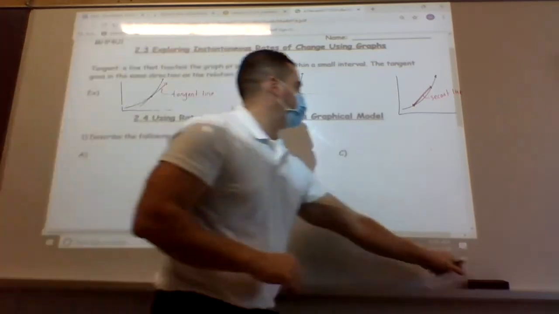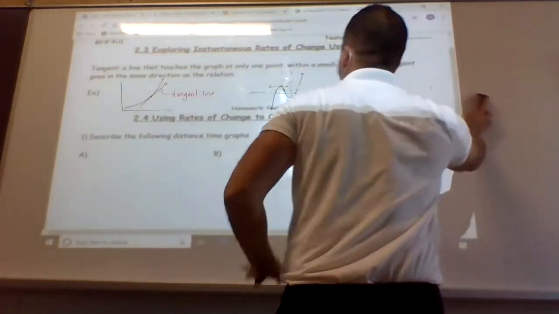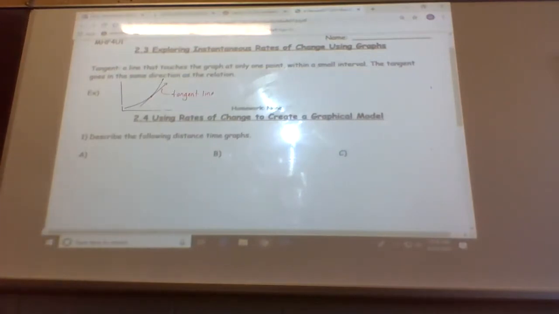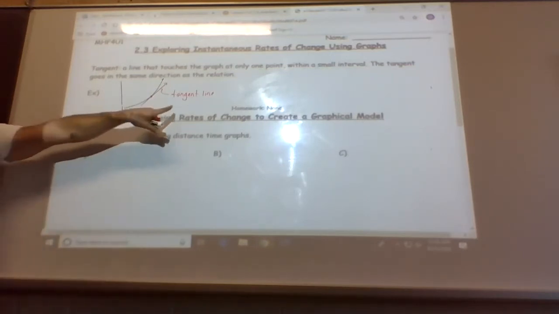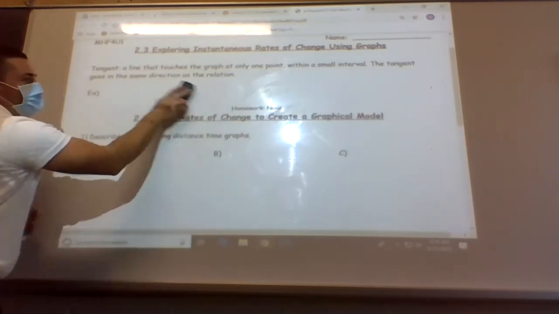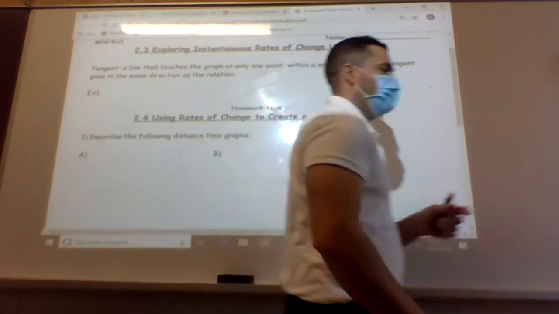So that's tangent and secant. That's the whole lesson for 2.3. In the past, I've given an example and did a little bit of homework, but we don't have to do any homework for 2.3. I just want you to know that a tangent line touches the graph at one point. And no homework for 2.3.